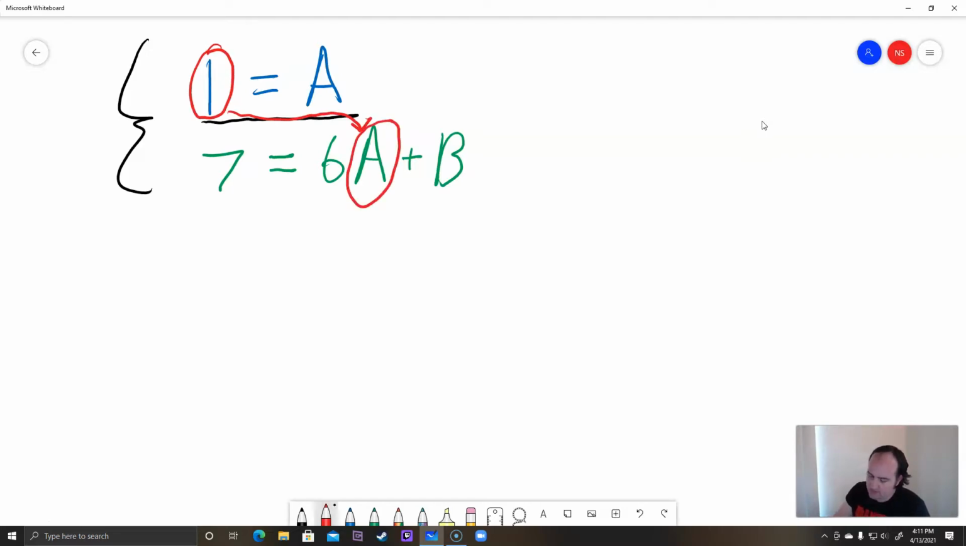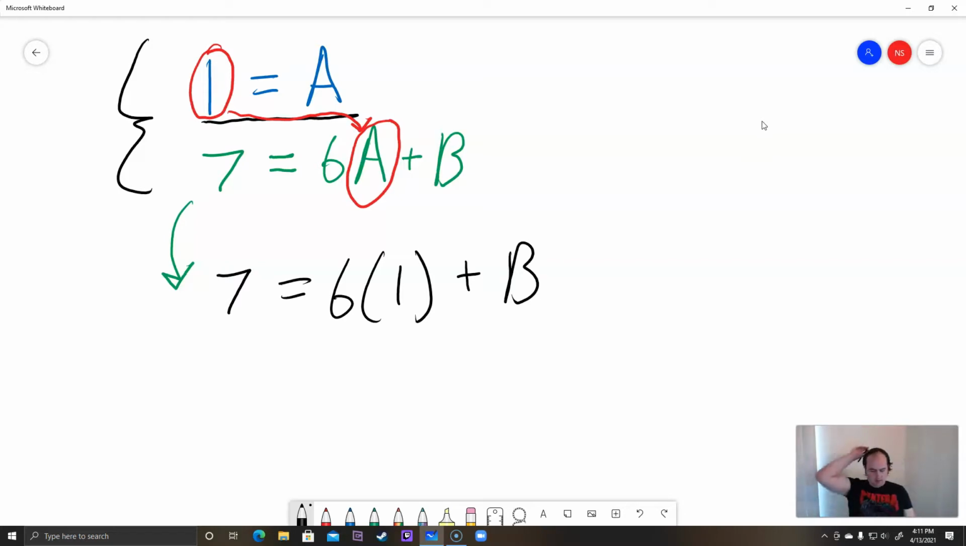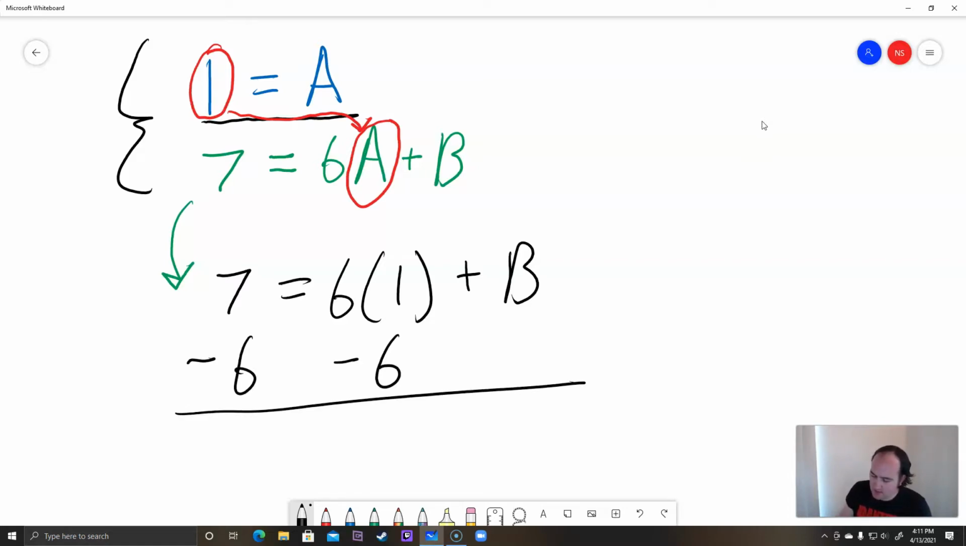So that bottom equation is now going to become 7 equals 6 times 1 plus b. And 6 times 1 is 6, and then if we subtract 6 from both sides, 7 minus 6 is 1, so we get b equals 1. So we know a equals 1 and b equals 1. And of course the numbers won't always be this clean, but we got lucky on this problem that the numbers just kind of worked out for us.